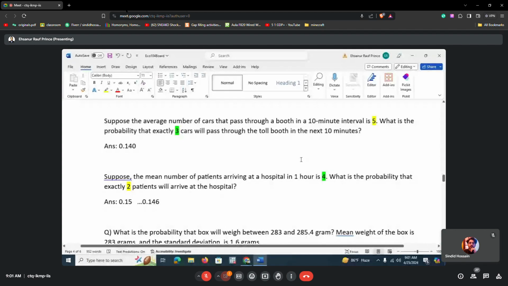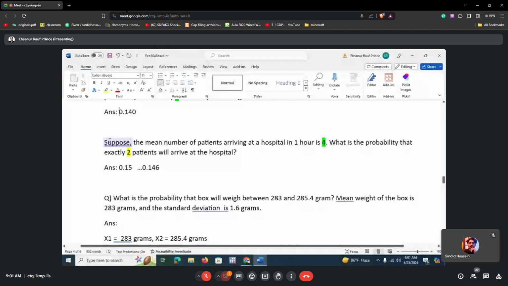Look, we have another example here. Suppose the mean number of patients arriving at a hospital in 1 hour is 5. Sorry, not 5, 4. So this is related to the Poisson distribution. How do you know? Because you have a time period mentioned, which is 1 hour. Within 1 hour you have the mean number of patients given, which is 4. What is the probability that exactly 2 patients will arrive at the hospital?